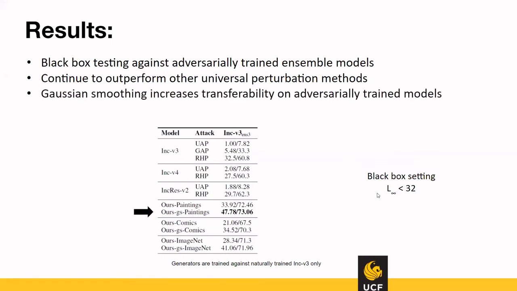And they also perform some experiments using Gaussian smoothing on the outputted perturbations, and they find that Gaussian smoothing increases transferability, specifically against adversarially trained models. So again, this model that we're testing against during evaluation time was adversarially trained, and we find that Gaussian smoothing improves performance.